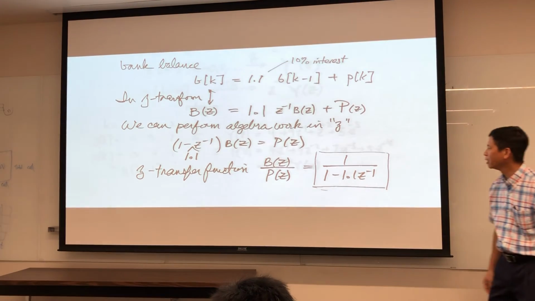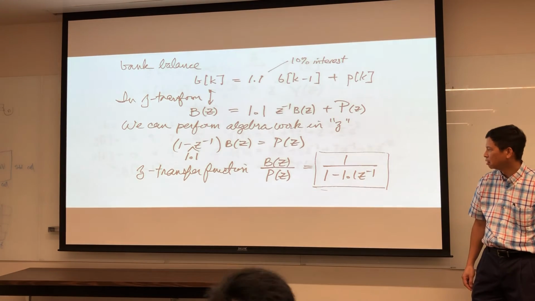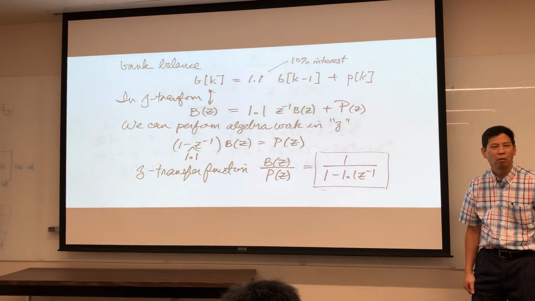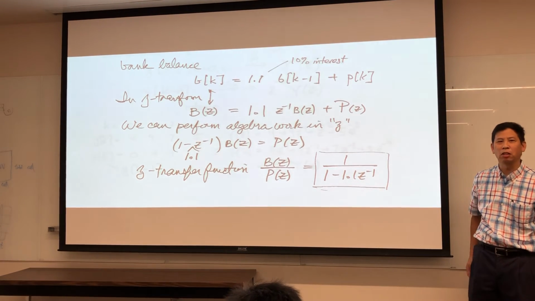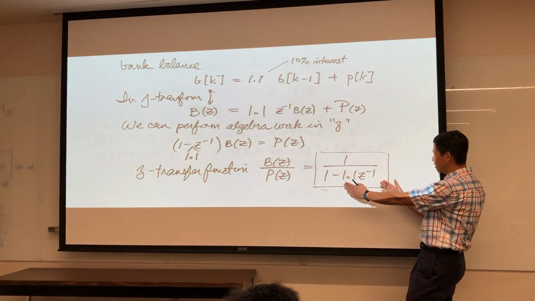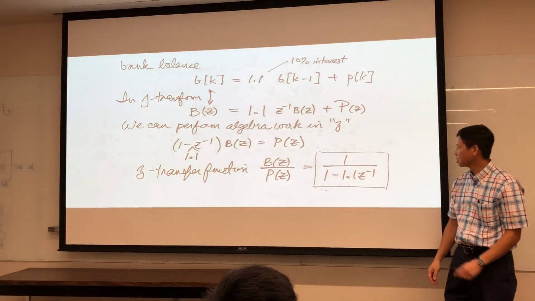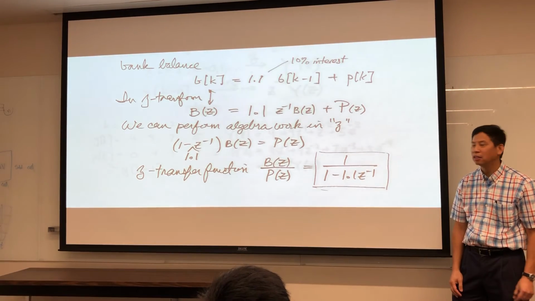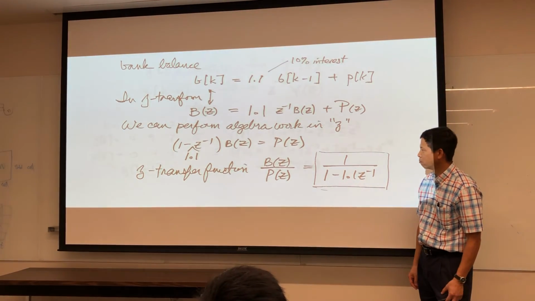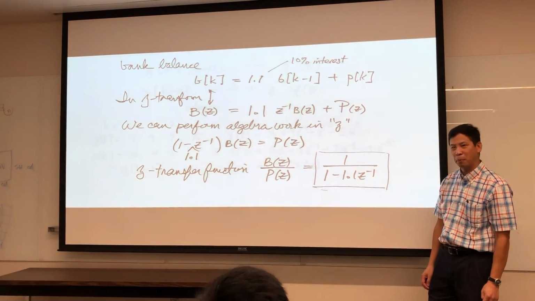So you go home and your dad says, "Dear, what are you learning at Auburn? I'm paying that good tuition money." And you show him this, and he'll say, "What in the world is that?" And you say, "Well, Dad, that's a Z transform. It describes your bank balance."